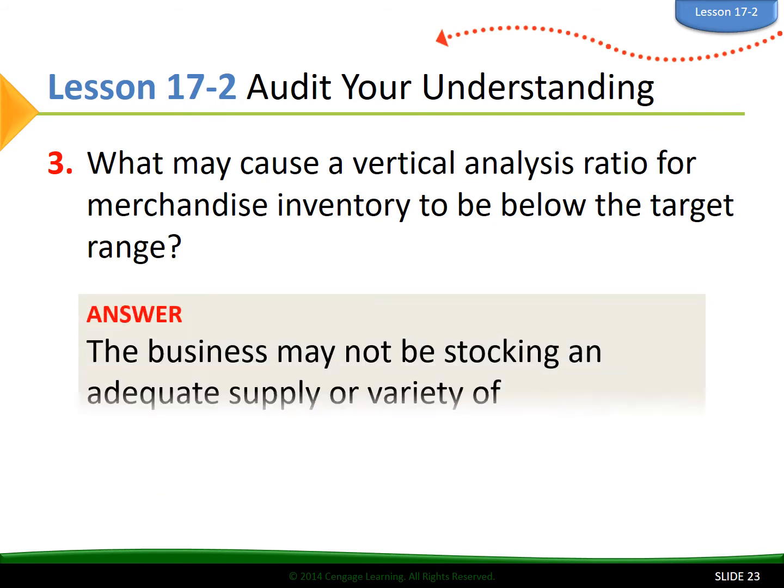Third question, what may cause a vertical analysis ratio for merchandise inventory to be below the target range? The business may not be stocking an adequate supply or a variety of merchandise.